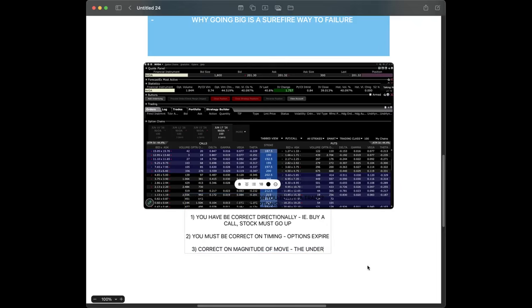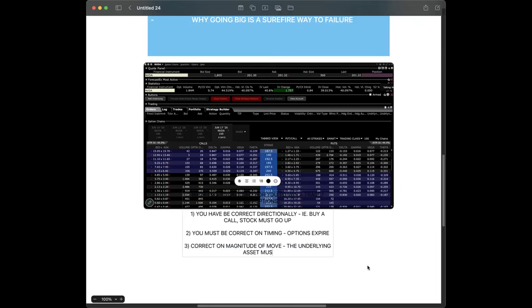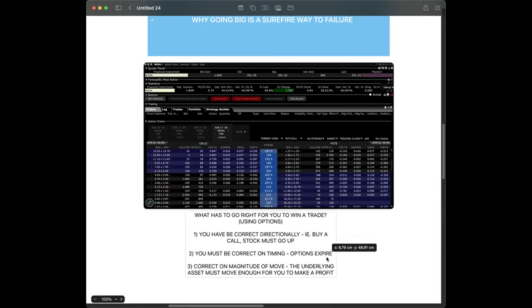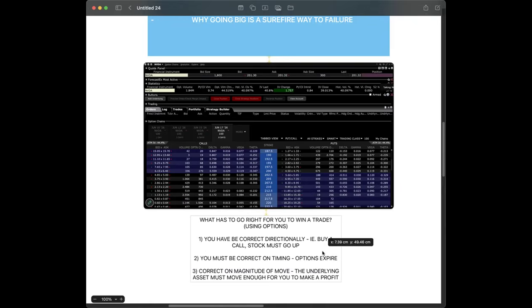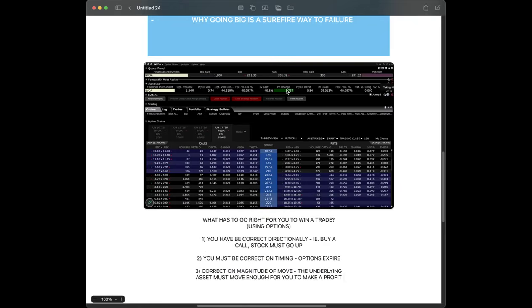The underlying asset must move enough for you to make a profit. And keep in mind, you're fighting numerous different variables, right? You're fighting time decay, you're fighting volatility, perhaps contraction, if you're buying an option. If you're selling an option, you're fighting volatility expansion, perhaps, right? If you sell, for example, a credit spread and the IV goes up, that would typically elicit a loss, perhaps, depending on what happens with the underlying asset as per how it moves directionally.